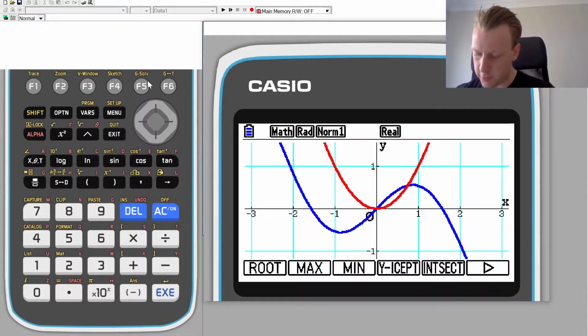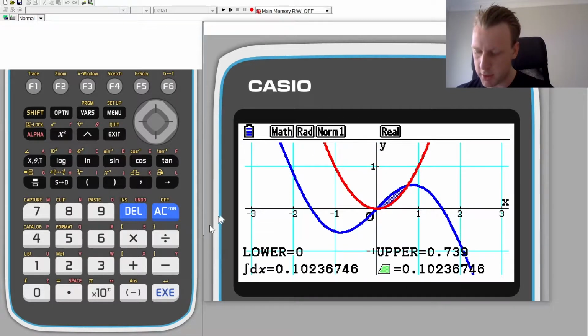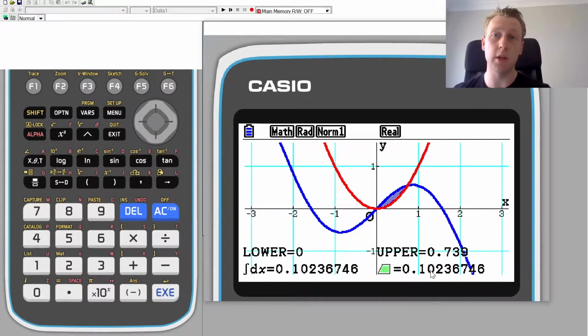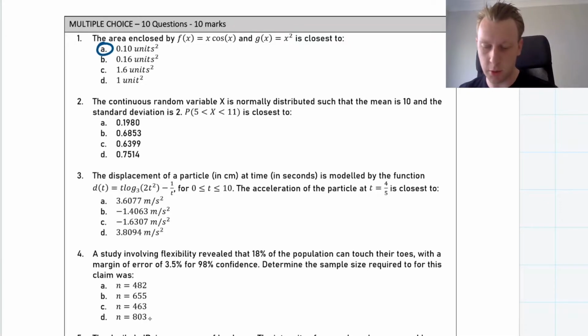So 5 G solve. You go along, and there's this little integral symbol there for F3, and you go intersect, which is F3 here. And you want to go from this point, go along to your next point. And what's going to be displayed there is the exact area between those 2 curves. We get 0.102, that's closest to 0.1.